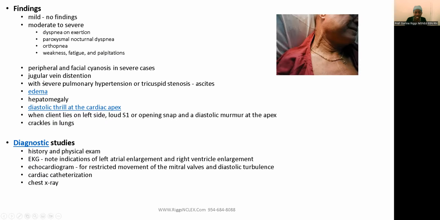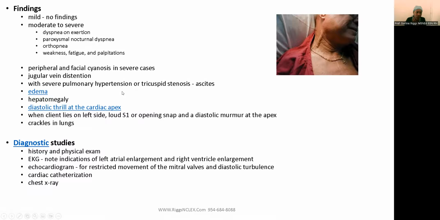Right-sided, they're going to have the JVD, jugular vein distension, which you see here in this picture. So how do you assess that? You lay the client flat, literally flat, and then you elevate the head of the bed. And if they're in right-sided heart failure, this is going to pop out.